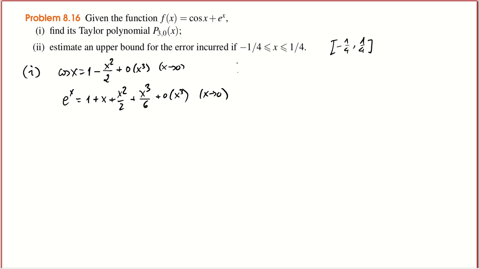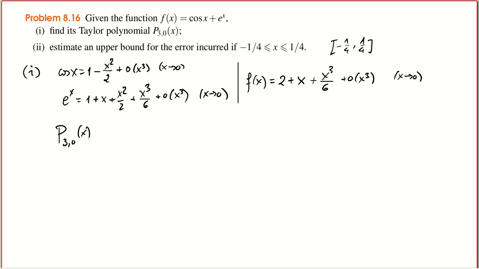So if we add these two expansions, then we have the expansion of the function f. And you can see here this and this term cancel, so we have 2 plus x plus x cubed divided by 6 plus o(x^3). Okay, this is the expansion of the function f up to third order, so the polynomial of degree 3 around 0 is just this one, 2 plus x plus x cubed divided by 6, right?